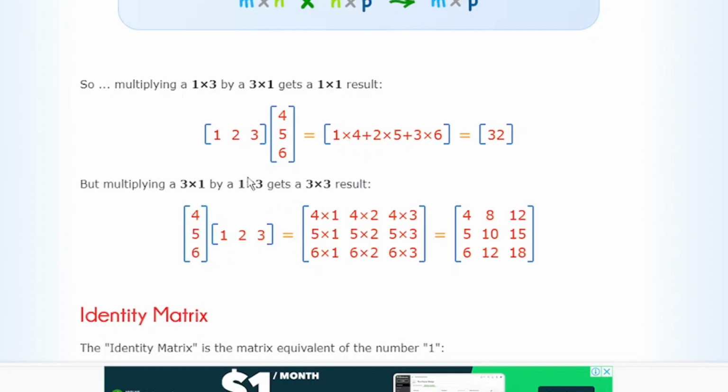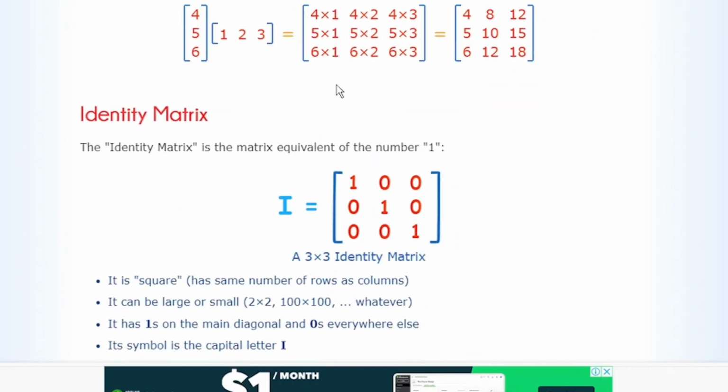Let's try a 3 by 1 multiplied by a 1 by 3. What do we end up with? We'll end up with a 3 by 3 matrix. So you can tell what the order of your matrix answer would be when you multiply.